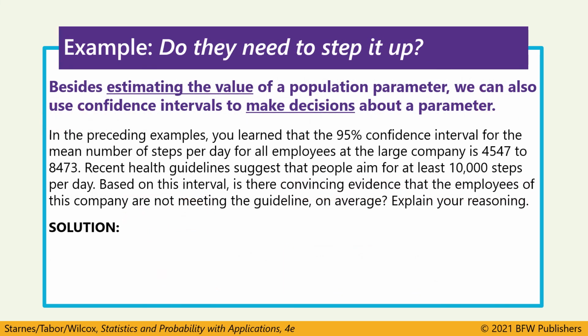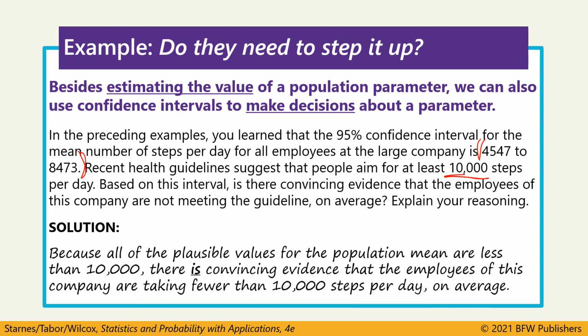And lastly, we can use an interval to make judgments or decisions about a parameter. Let's say we were dealing with that interval about the true average number of steps. Health guidelines say that people should aim for at least 10,000 steps in a day. Based on the interval, is there convincing evidence that the employees of this company are not meeting the guideline on average? Yes, there is, because this entire interval is below 10,000. So there is convincing evidence that the employees of this company are taking fewer than 10,000 steps per day on average.